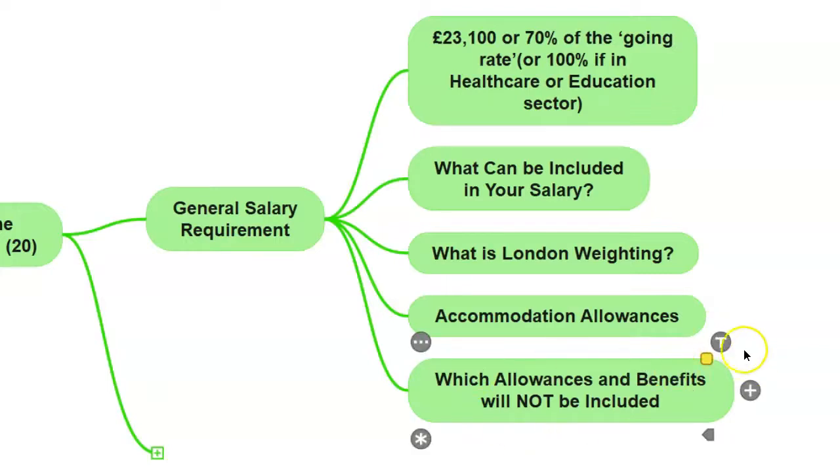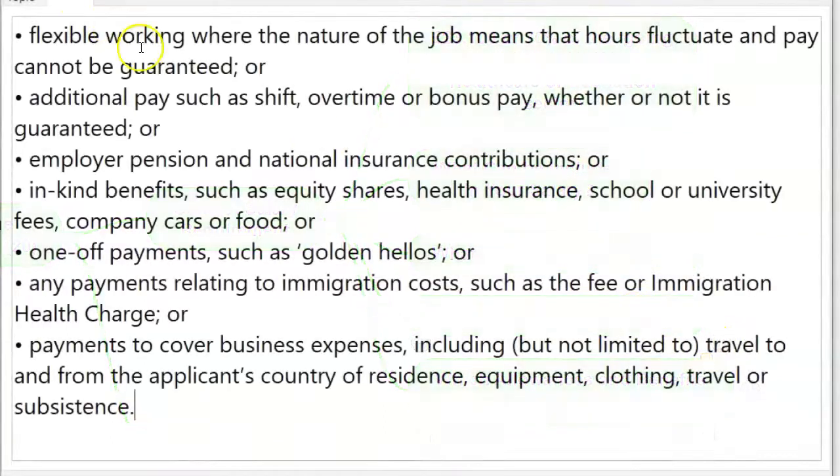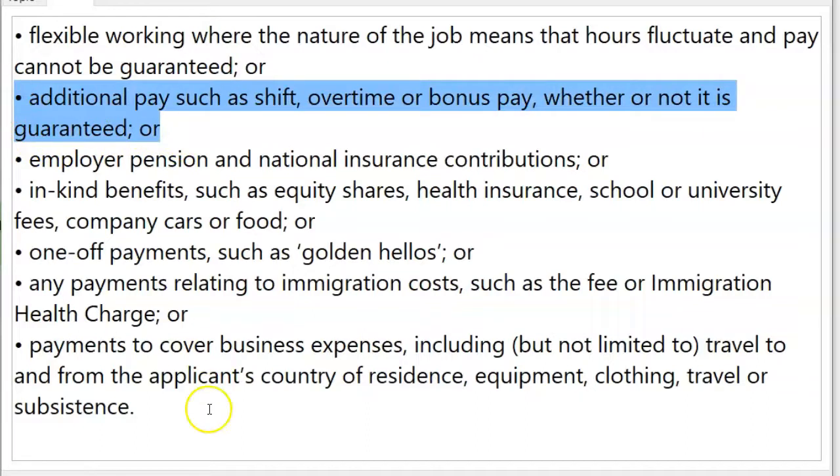And here is what is not going to be accepted: flexible working hours and overtime, and that is because it cannot be guaranteed. Any additional pay, such as shift pay, overtime, or any bonus pay, it doesn't really matter whether or not they're going to be guaranteed. This will not be accepted.